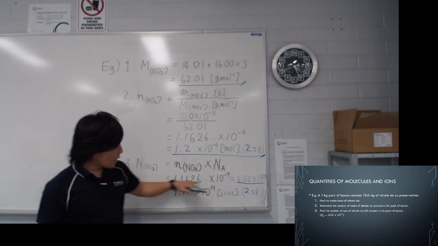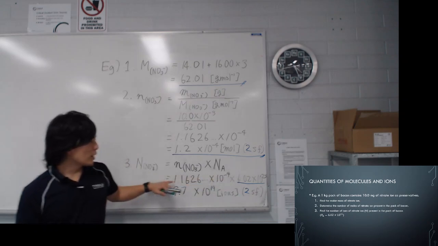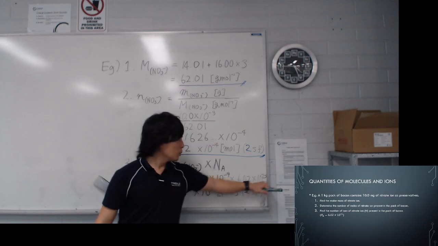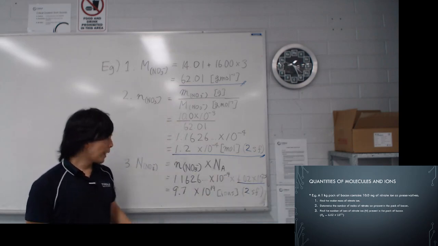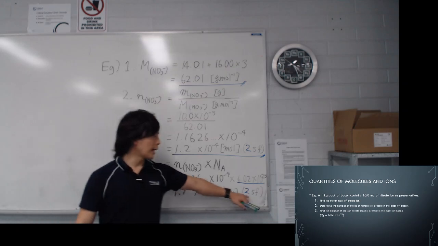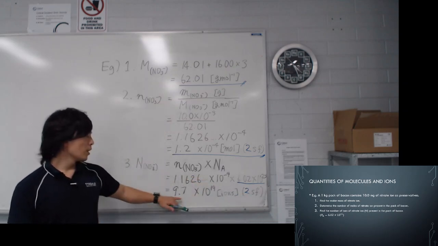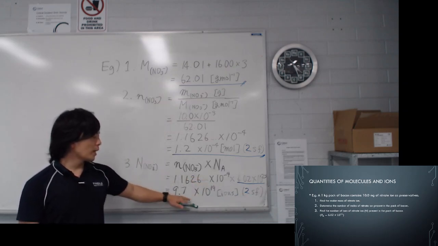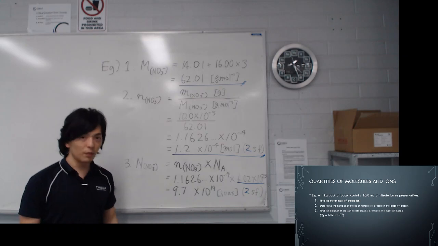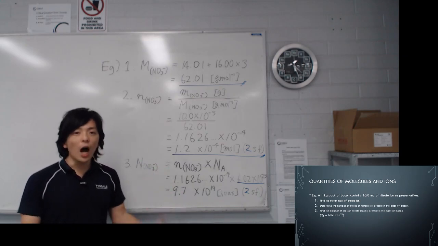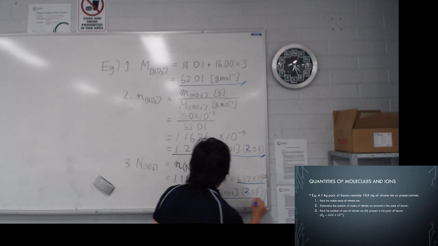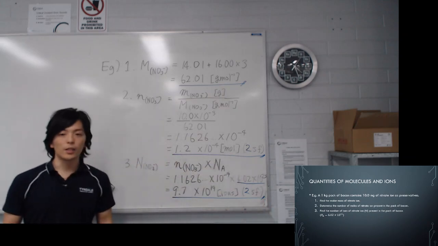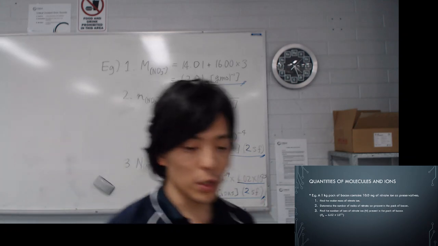I just had this number in my calculator screen, so I just use that and then multiply 6.02 times 10 to the power of 23. And I got this number. Again, in 2 significant figures, 9.7 times 10 to the power of 19. In this case, the unit is just ions, how many ions there were. So yeah, that's the answer. So that's the example of questions that you might get.